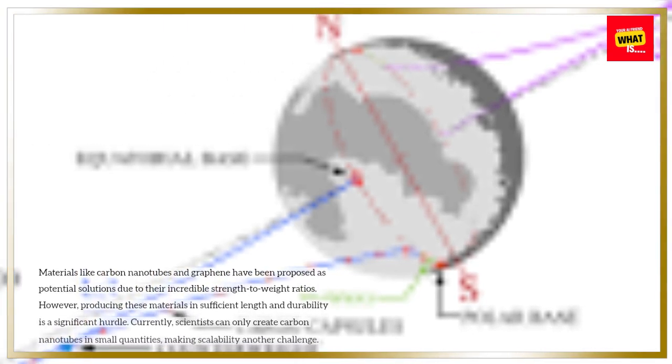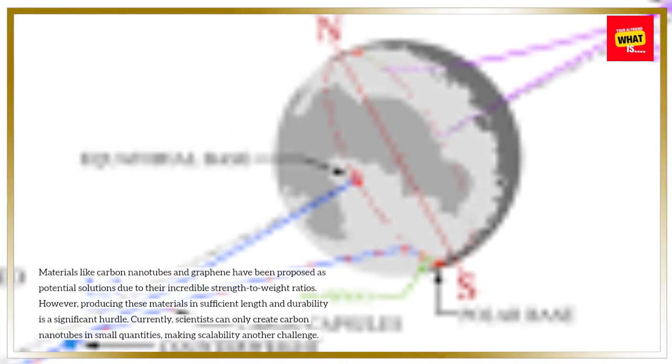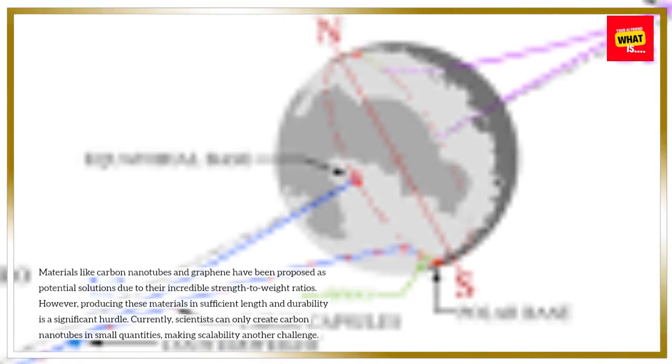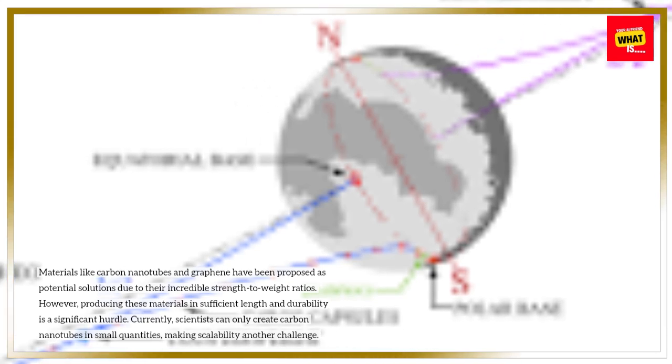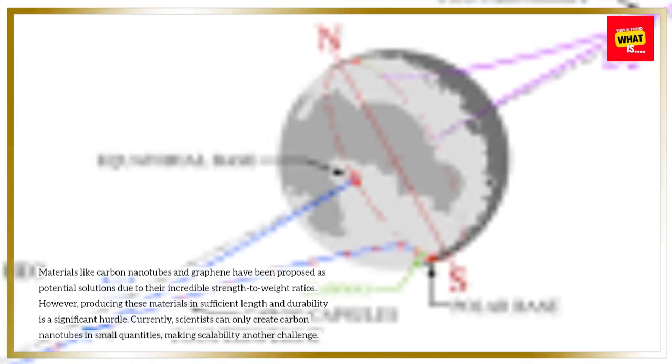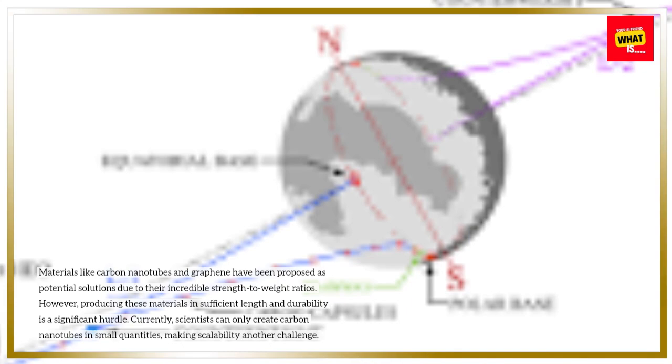Possible materials for the cable. Materials like carbon nanotubes and graphene have been proposed as potential solutions due to their incredible strength-to-weight ratios. However, producing these materials in sufficient length and durability is a significant hurdle. Currently, scientists can only create carbon nanotubes in small quantities, making scalability another challenge.